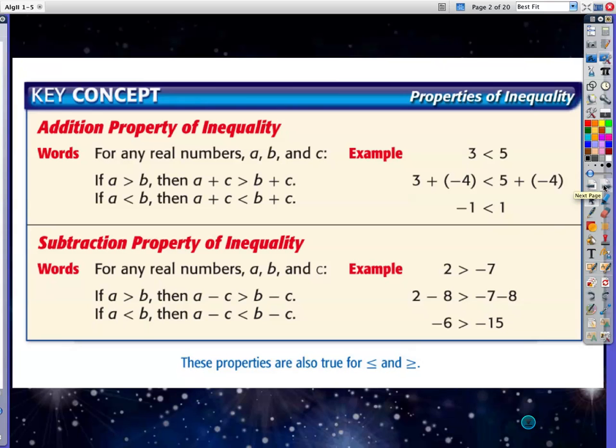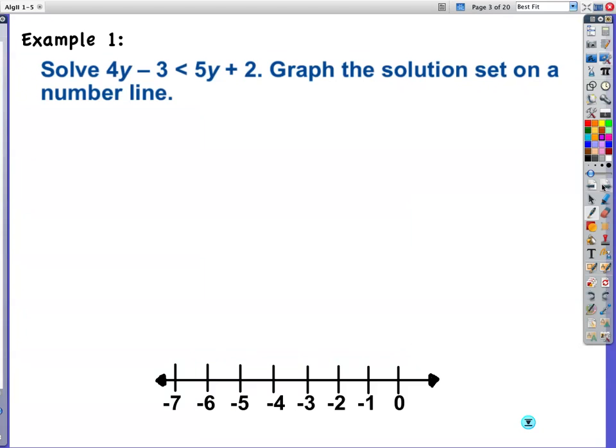The basic idea here is, I'm going to look at this side right here. If 3 is less than 5 and you subtract 4 from both sides, negative 1 is less than 1. I think the point they're trying to get at here is that your inequality doesn't change. If you do the same thing to both sides, this will be less. Same here, 2 is greater than negative 7. If you subtract from both sides or add to both sides, your inequality is not going to be doing anything crazy. It stays greater than.